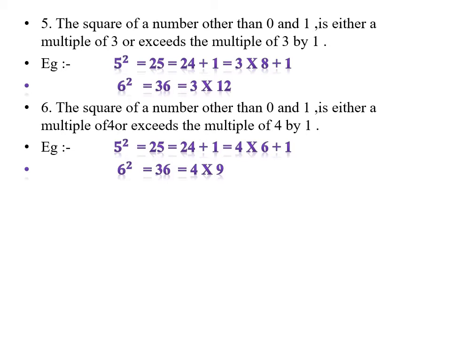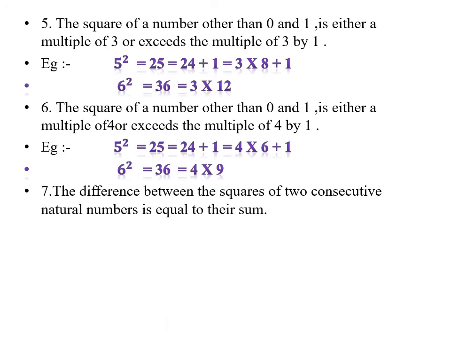So again it is a multiple of 4. So we will write that number as 4 into 9. Now the next property says the difference between the squares of two consecutive natural numbers is equal to their sum.